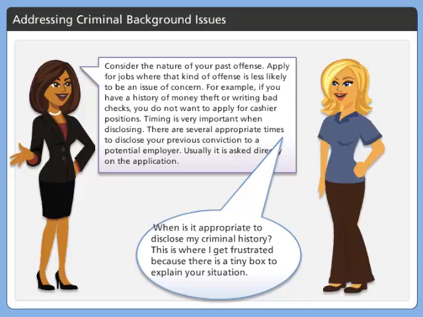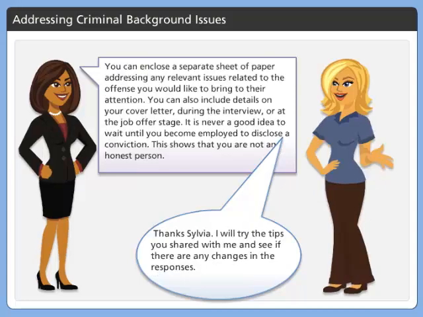Timing is very important when disclosing. There are several appropriate times to disclose your previous conviction to a potential employer. Usually, it is asked directly on the application. This is where I get frustrated because there is a tiny box to explain your situation. You can enclose a separate sheet of paper addressing any relevant issues related to the offense you would like to bring to their attention. You can also include details on your cover letter, during the interview, or at the job offer stage. It is never a good idea to wait until you become employed to disclose a conviction. This shows that you are not an honest person.